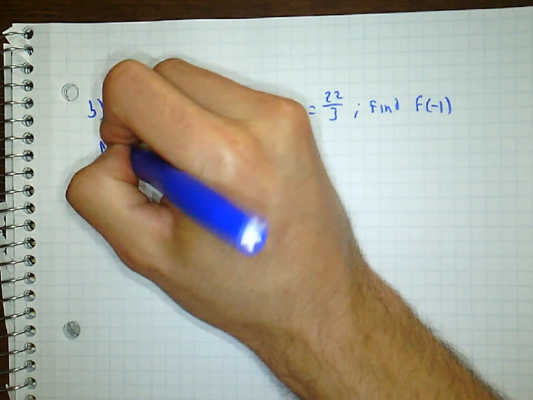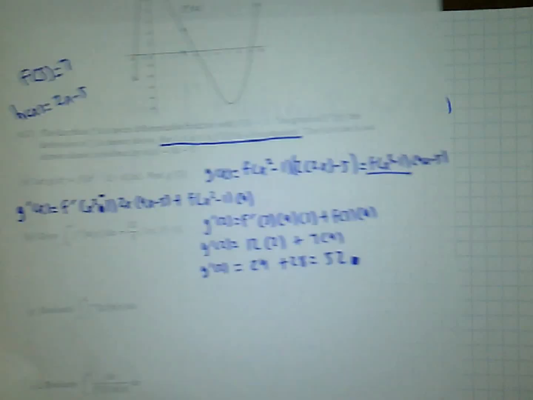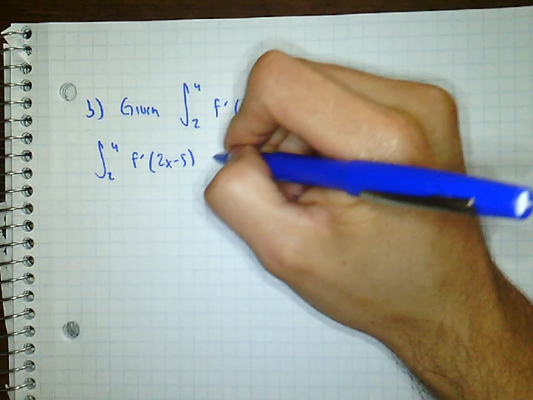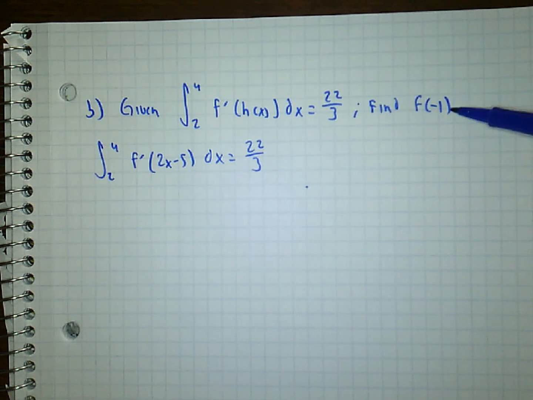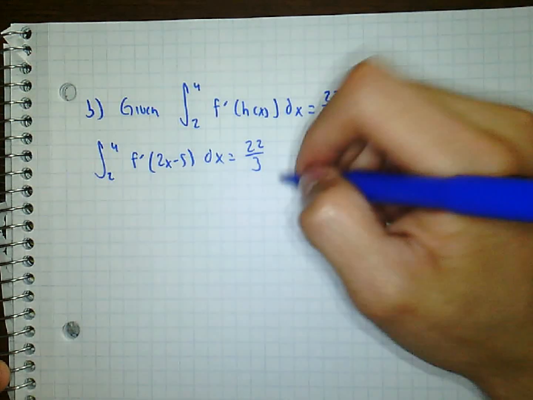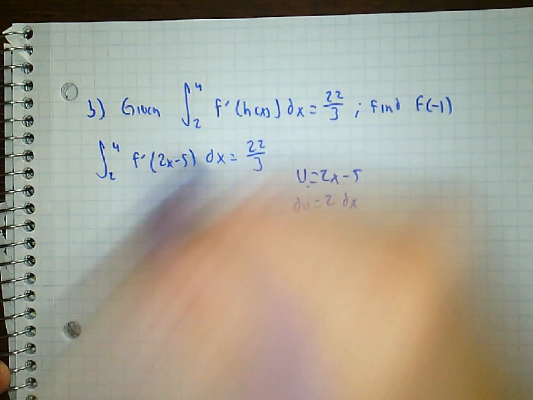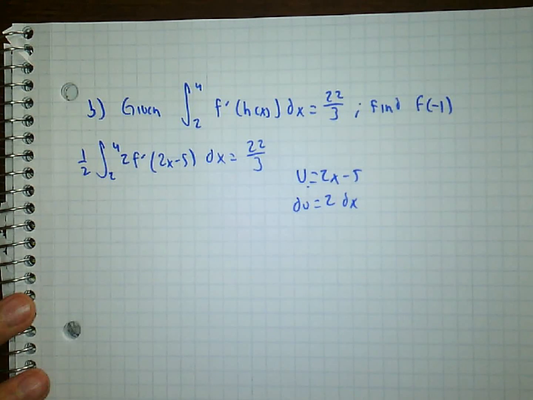So the integral from 2 to 4 of f prime. Now h of x, if we go back to the paper, was given to us as 2x minus 5. So f prime of 2x minus 5 dx is equal to 22 over 3. Now I know this seems far-fetched as to where it is coming from, but if you bear with me, I'll guide you in the right direction. Okay, so it looks like a u sub to me. We're going to let u be 2x minus 5, which means that du would be 2 dx. Now I don't have a 2, but I can put a 2 there, which means I can throw a 1/2 out there.